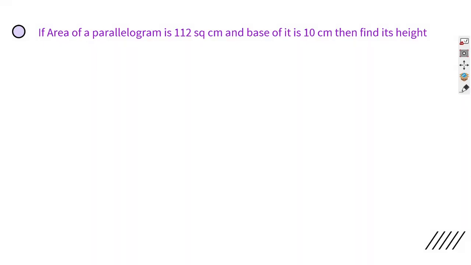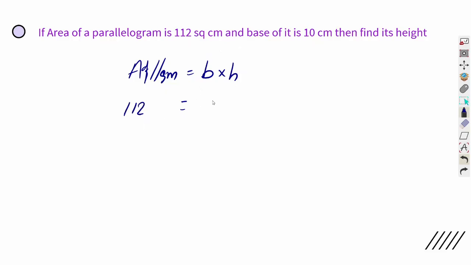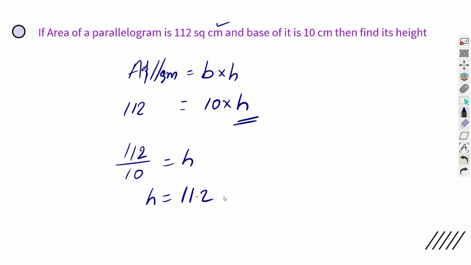If the area of a parallelogram is 112 square centimeter, base of it is 10 centimeter, then find its height. Simply, area is given, and you are asked to find the height of the parallelogram. So again you substitute in the formula: area of parallelogram is equal to base into height, where area is given as 112 square centimeter, base is 10 centimeter, height is not given. Then you write 112 upon 10 is the height, and naturally height will be equal to 11.2. Unit is centimeter. Area will be mentioned in square centimeters, and height and base in centimeters. That's all. I don't think these are tough things for you.